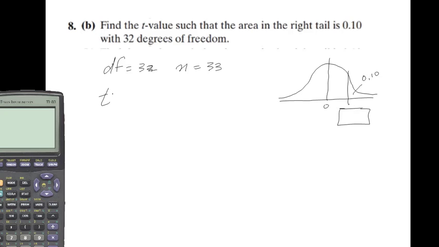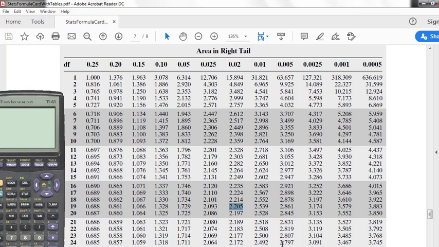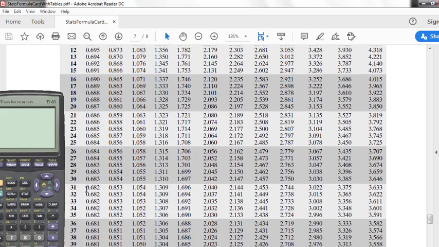So t of 0.10 is going to be equal to, so I got to go back to my table, and I want to find 32 degrees of freedom, and that's going to be down a ways. And then this column right here, 0.10, so that's the column I want. So it's 1, 2, 3, 4 columns over. And I want 32 degrees of freedom. So 32 degrees of freedom is right here. And I want to go 4 over, 1, 2, 3, 4. So that would be 1309. So my t-score would be 1309.